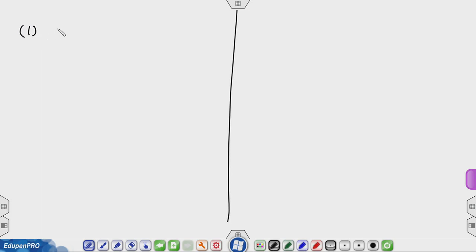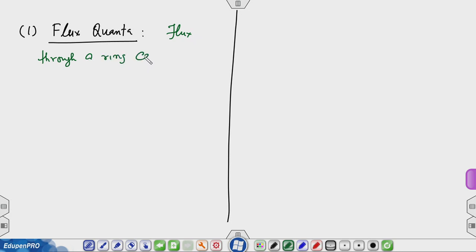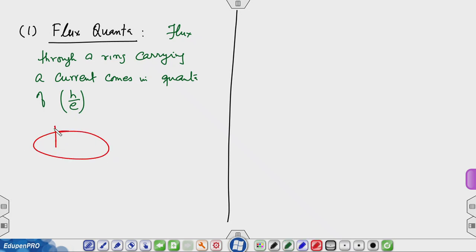One concept that I'll need is that of flux quanta. What you can show is that flux through a ring carrying a current comes in quanta of H over E. So, if I have a ring and I apply a magnetic field, the flux through this ring will be equal to N times H over E. So, this H over E we are going to call phi naught, or this is the quantum of flux.